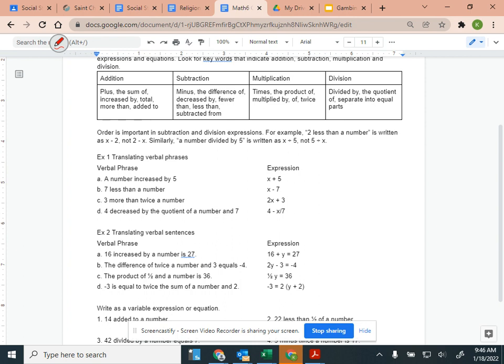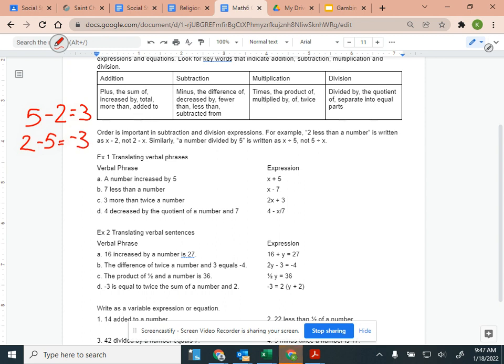Order is important in subtraction and division expressions. For example, 2 less than a number is written as x minus 2, not 2 minus x. Because if our number is 5 and we want 2 less than it, we would say 5 minus 2 equals 3. If we said 2 minus 5, what would our answer be? Will? Negative 3.